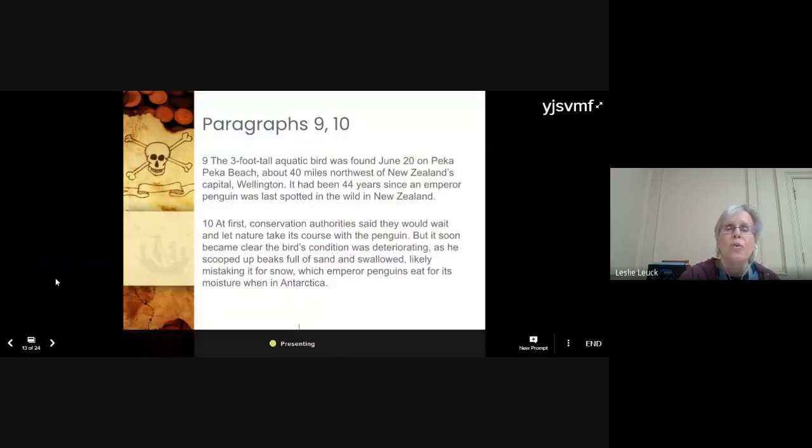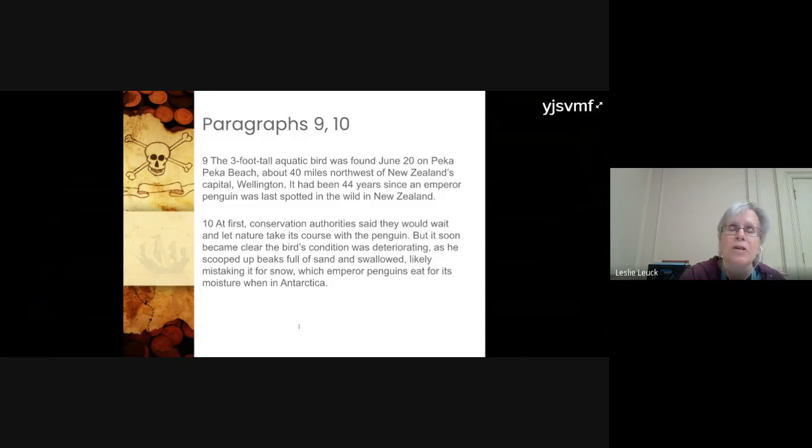The 3-foot-tall aquatic bird was found June 20 on Pekka Pekka Beach, about 40 miles northwest of New Zealand's capital, Wellington. It had been 44 years since an emperor penguin was last spotted in the wild in New Zealand. At first, conservation authorities said they would wait and let nature take its course with the penguin. But it soon became clear the bird's condition was deteriorating as he scooped up beaks full of sand and swallowed, likely mistaken it for snow, which emperor penguins eat for its moisture when in Antarctica.